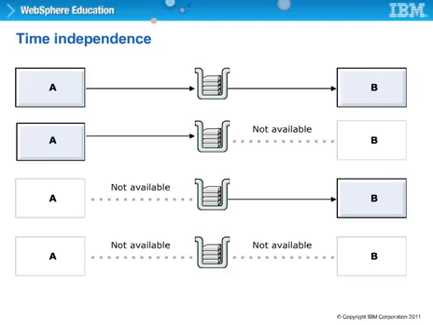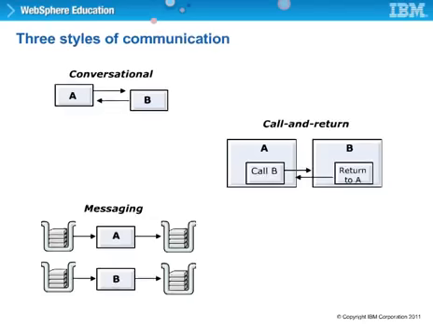Time independence works because the queues are not owned by the application programs. The queues are owned by a resource manager called a queue manager, in the same way that databases are owned by a database manager. There are three main styles of communication.